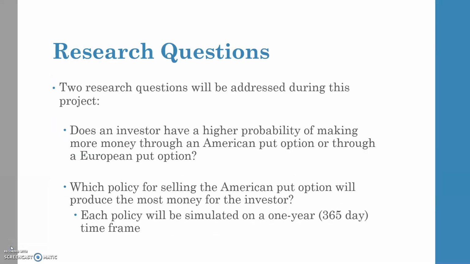In this project, we're going to be addressing 2 main research questions. Does an investor have a higher probability of making more money through an American put option or through a European put option? And the second question that we'll be addressing is, which policy for selling the American put option will produce the most money for the investor? We've created 3 policies, and these policies will all be simulated off of a 1-year time frame, or 365 days, and I'll get into the details of those policies in the next slide.